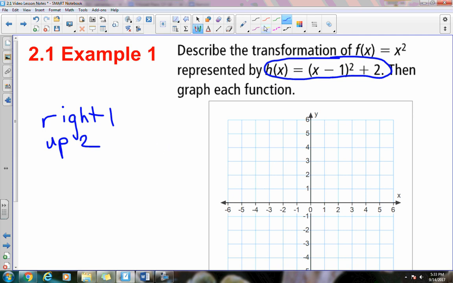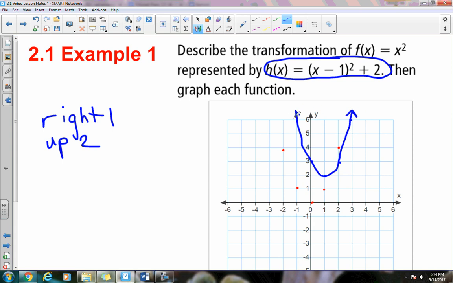Now let's graph it. Again, I'm going to start with my parent, or my key points, 0, 0, 1, 1, negative 1, 1, 2, 4, and negative 2, 4. And then I'm going to do what my description says. I'm going to move each of those right 1 and up 2. Right 1, up 2. Right 1, up 2. Right 1, up 2. Try to use two different colors because you kind of get yourself messed up and confused sometimes when you use all the same color because you forget which points were your main points and which points were your transformed ones.